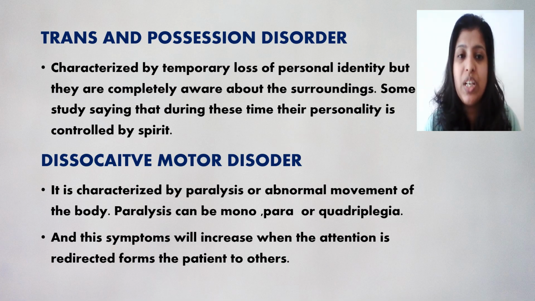But if you go for a checkup, if you do an EEG, you cannot find any abnormal discharge of electrical impulses from your brain. So that is dissociative motor disorder, and this problem will increase when the attention is redirected from the patient to others. Actually, it is because of the attention problem and emotional conflicts, and to get the attention, the patient will show more dissociative stupor. And you are not faking, actually your mind and body will work together and it will happen.